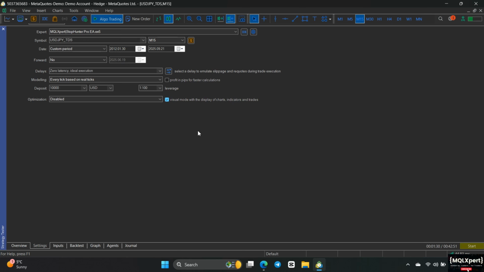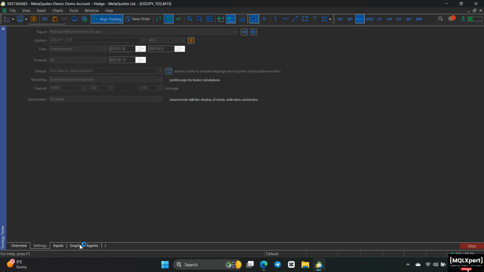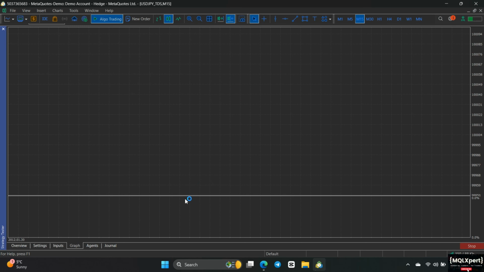Okay, so first we will do the longer back test using the graph. So you can see that my start date is from 2012, the end of January 2012. This is as much data as I have going all the way back using USD/JPY with a custom symbol from Tick Data Suite. My EA is called StopHunter Pro, and we're going to use the M15 time frame. So if we now click Start, go to the graph, you'll see how this EA performed over the last almost 14 years.